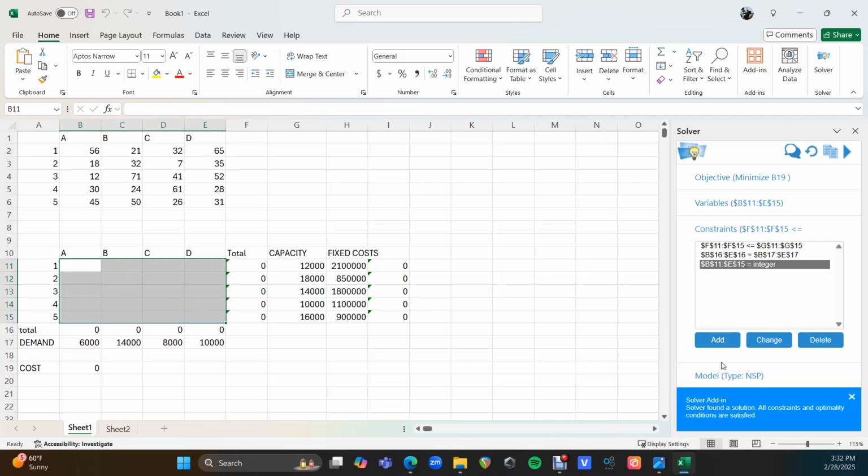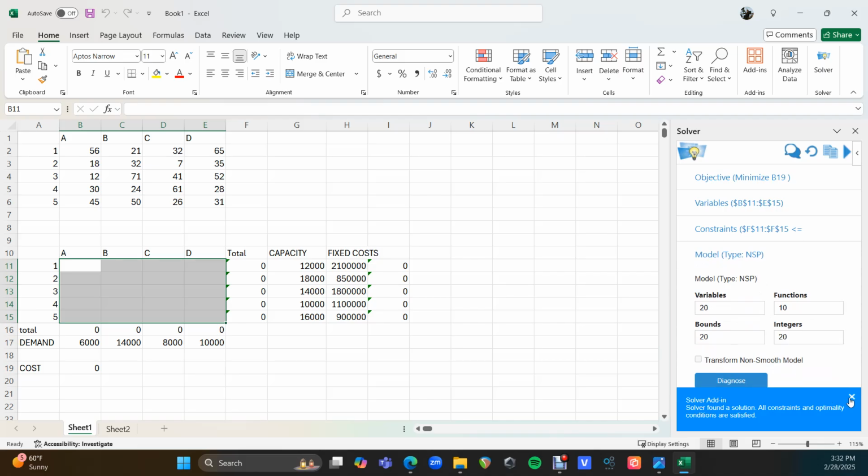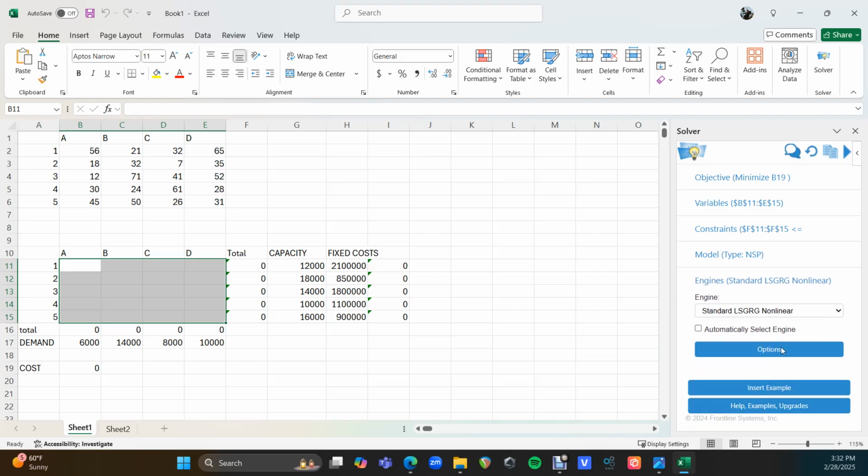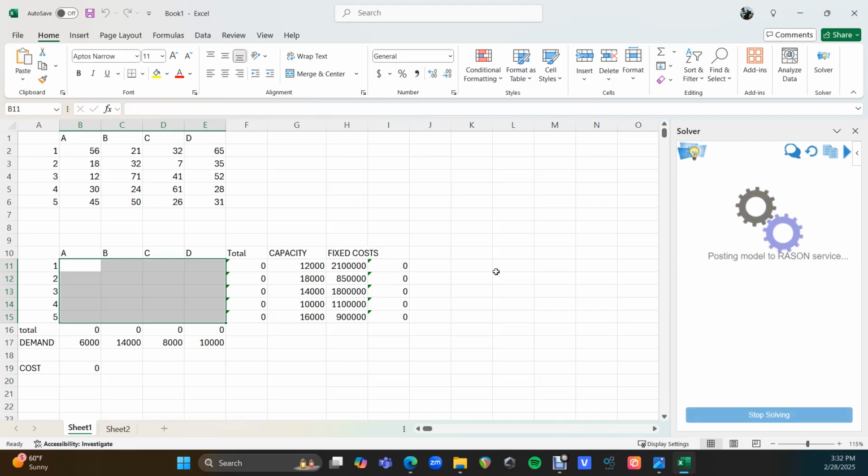Okay, so now the model type it identified when I hit diagnose, I don't know what this means. And then for the engine, I've just gone non-linear. I feel like typically you're supposed to put LP simplex, but I wasn't able to in this example. I don't know why it didn't let me, but when I ran this, it seems to produce an answer. So let's see if it does it.